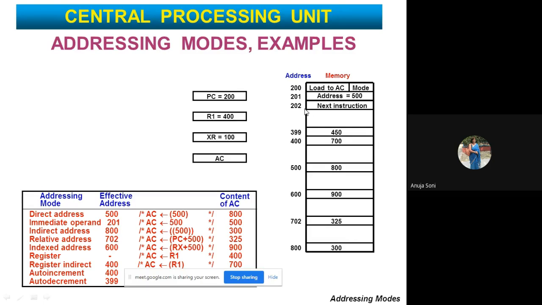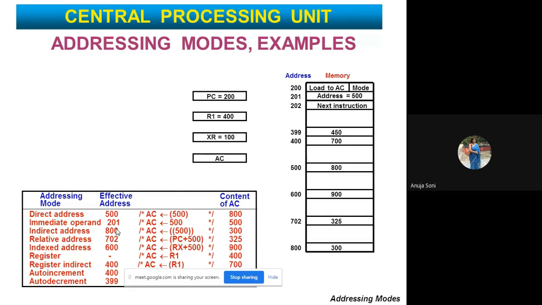So this 300 value ultimately will be loaded into the accumulator register in your indirect address. So in the indirect address, this 300 will become the accumulator's value, and its address will be the effective address. So 800 will become the final value of the effective address in case of your indirect address instruction.